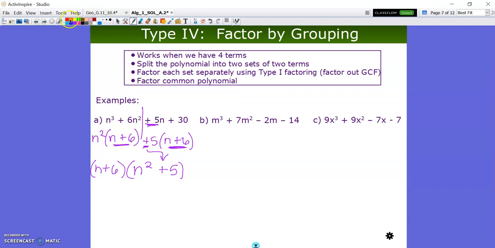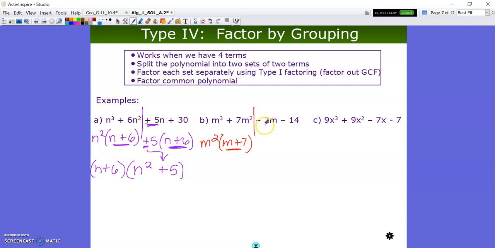Let's see if we can do the same thing on letter B. We're going to first slice it into 2 pieces. And then we're going to look only at the first group and see if we have a greatest common factor. In this case, our m squared is the greatest common factor. And we go ahead and divide by that greatest common factor, and we'll get m plus 7. So now when I do the GCF of my second set, I'm hoping to find m plus 7 in my parentheses. So let's see what we can do.